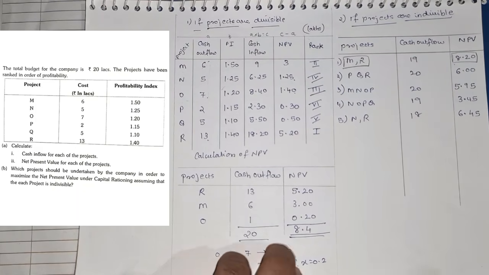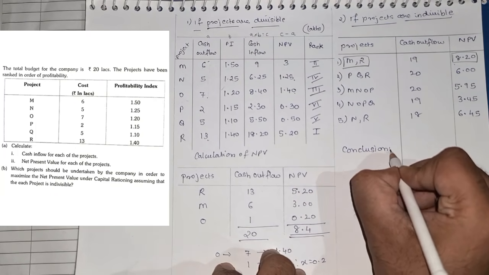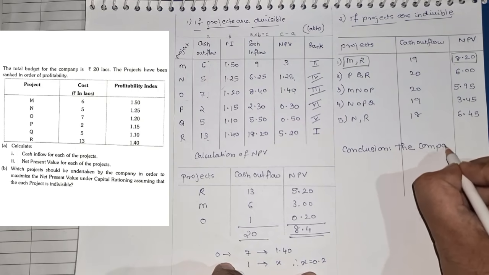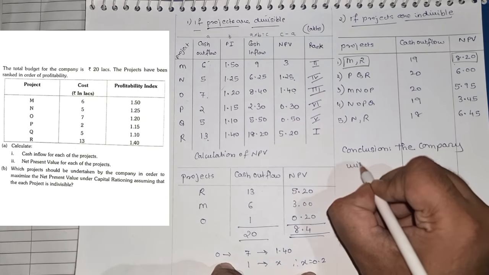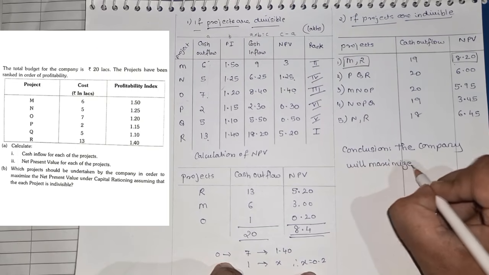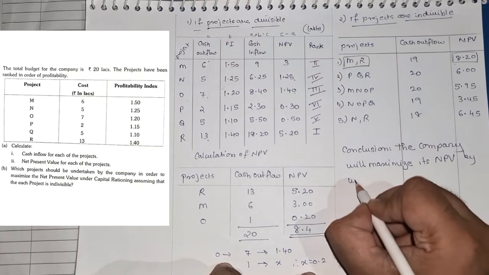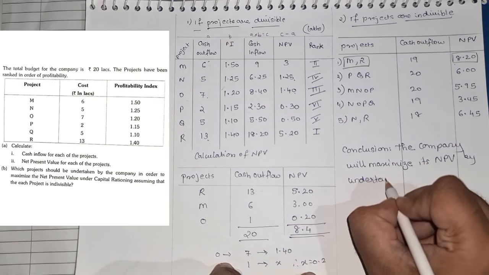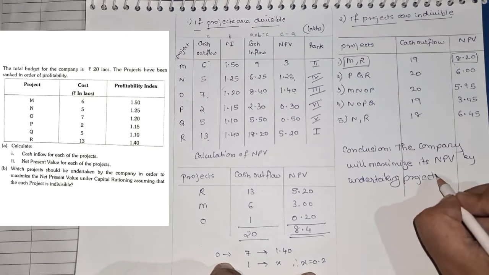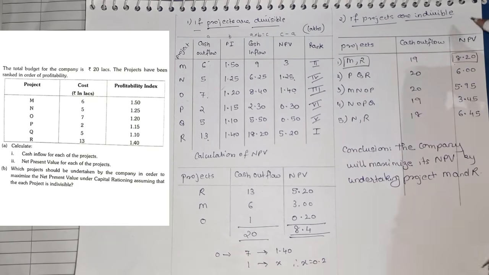So I can give a final conclusion stating that the company will maximize its NPV by undertaking projects M and R when the projects are indivisible.